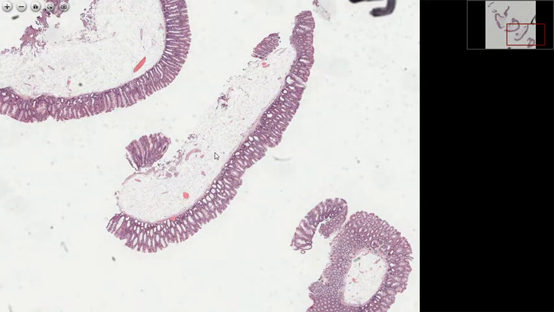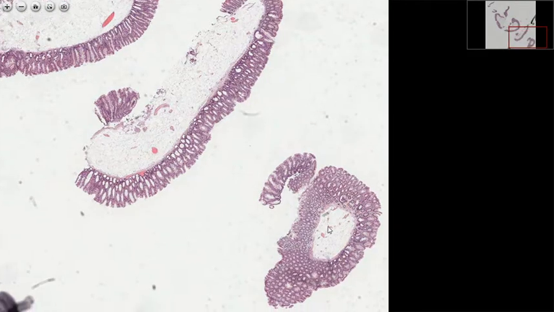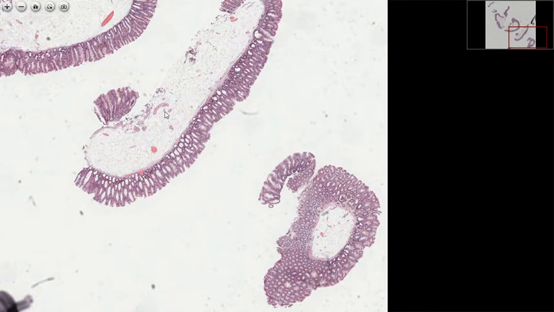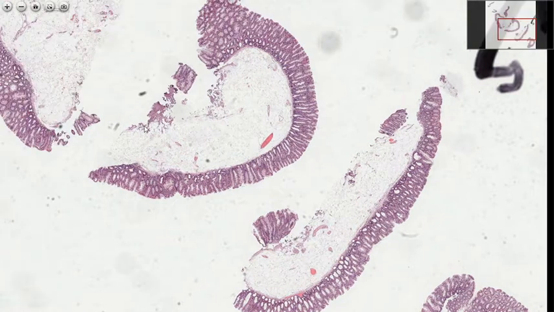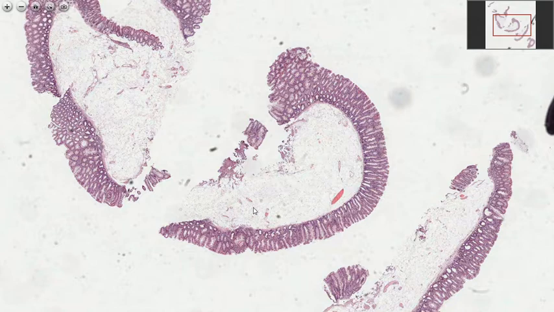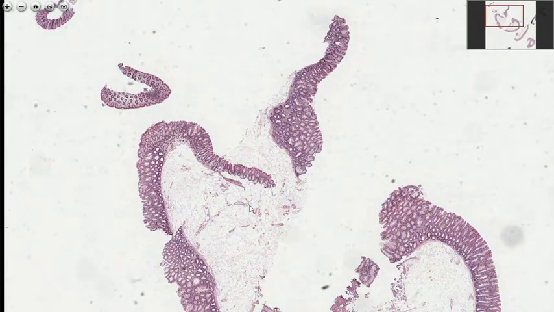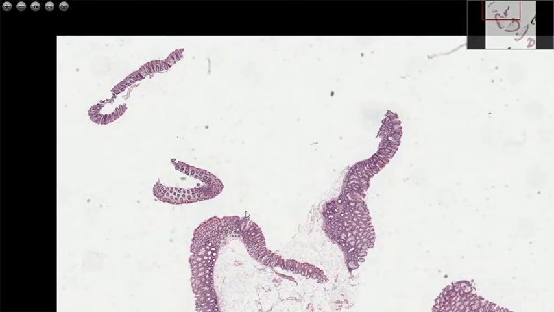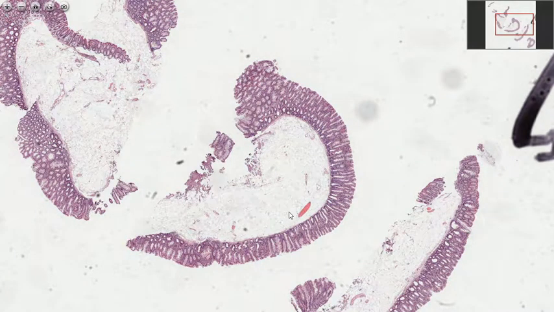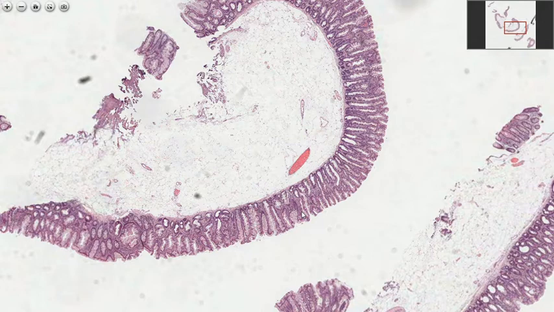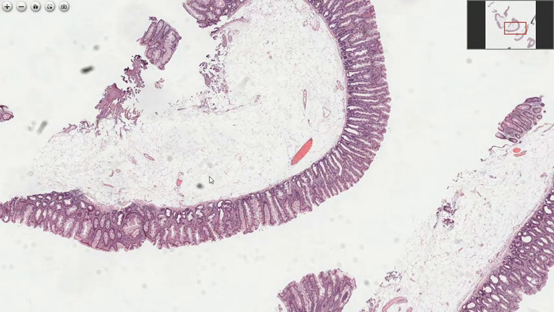This could be abnormal, sometimes it depends on the clinical findings. There is much adipose tissue in the subepithelial, in the submucosa area. Is there any significant lesion apart from this submucosal lesion? I don't know.